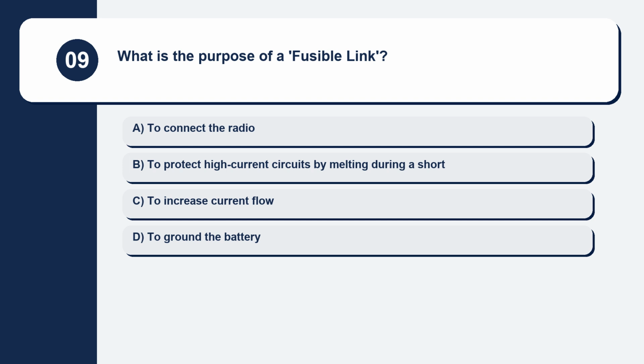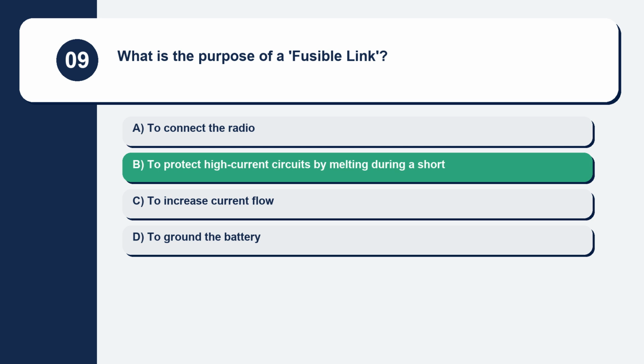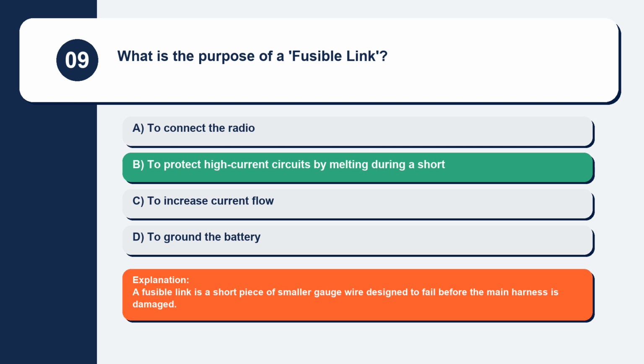Question 9. What is the purpose of a fusible link? To connect the radio. To protect high current circuits by melting during a short. To increase current flow. To ground the battery. A fusible link is a short piece of smaller gauge wire designed to fail before the main harness is damaged.